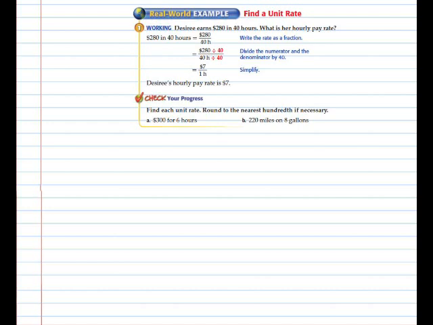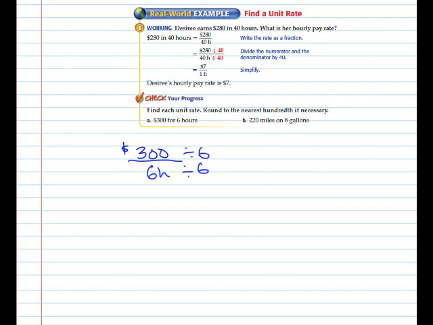In example A, $300 in 6 hours. We're going to divide by 6, which gives us an hourly rate of $50 in 1 hour.